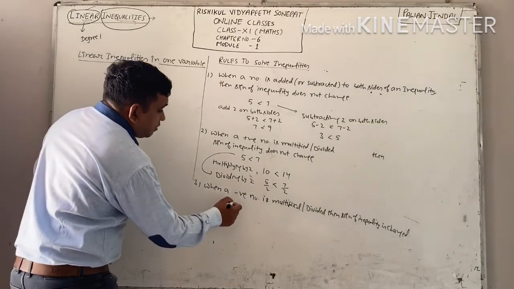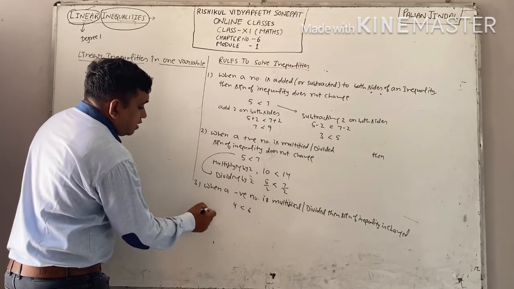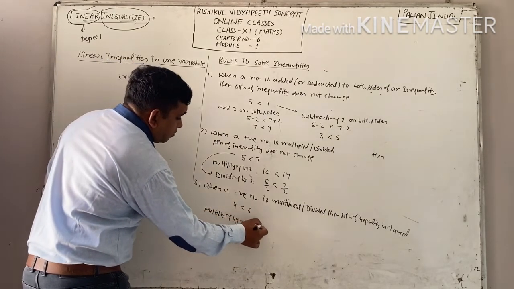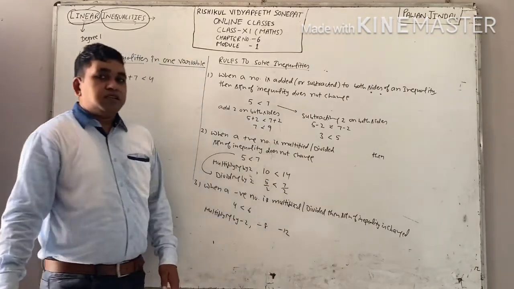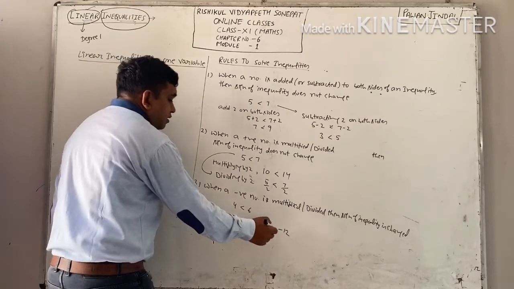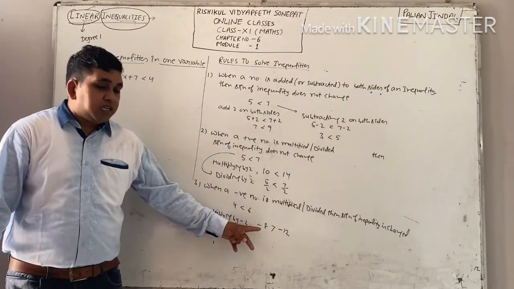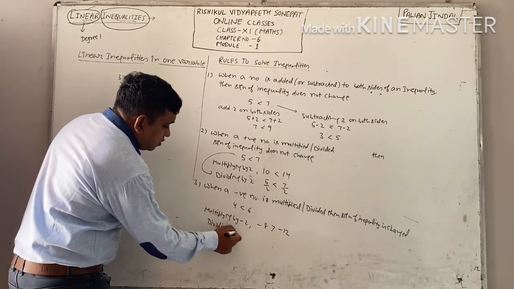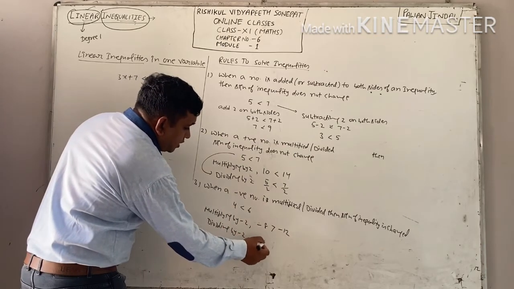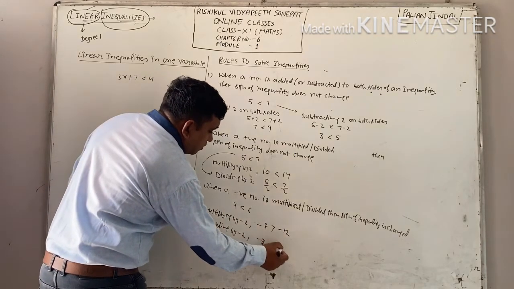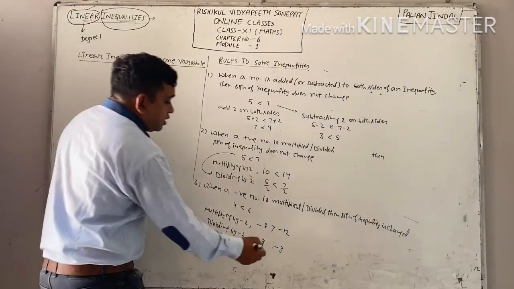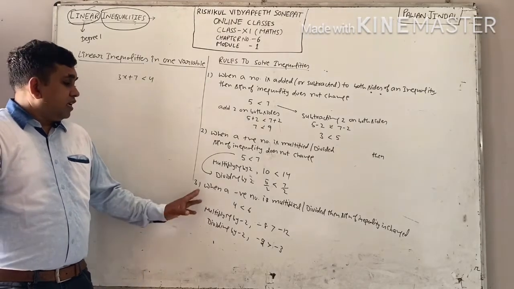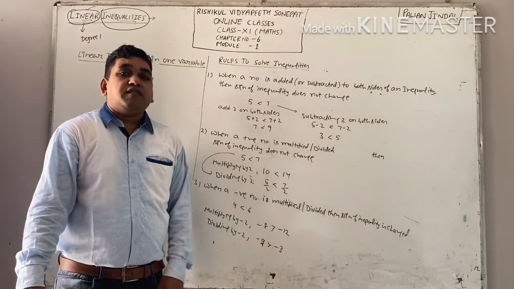See here. Suppose I am writing 4 less than 6. Multiplying by minus 2. See what you get. Minus 8. Here you will get minus 12. Check which number is larger. Minus 8 is larger. You can clearly check. Sign is changing. Dividing by minus 2. What you will get? 4 by minus 2. This is your minus 2. 6 by minus 2. This is your minus 3. Clearly you can check minus 2 is greater than minus 3. Means sign of inequality is changed when a negative number is multiplied or divided.